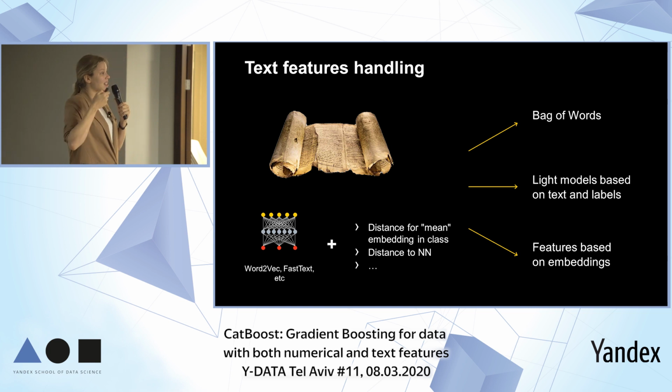Okay, then there is the next thing that we are currently working on. That is not yet in open source, but that will be in open source in one of the future releases, is the support of embeddings. So what we have now, we have numerical features, categorical features, and text features. What is missing?